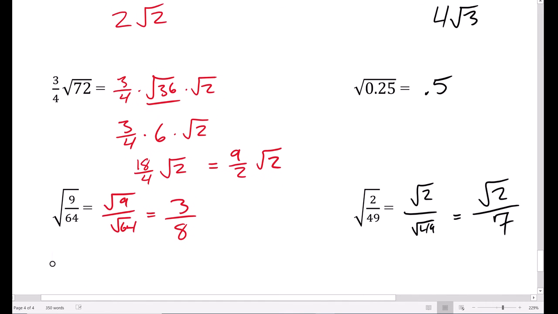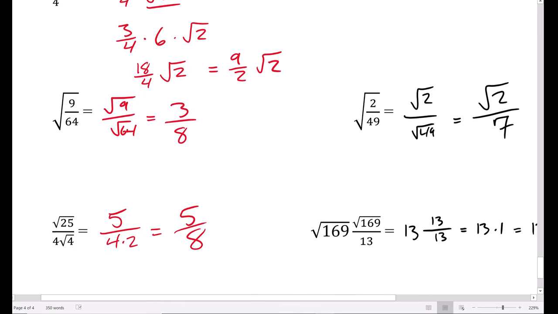With fractions, remember, I can rewrite the square root of a fraction as the fraction made up of the square roots. So I chose to rewrite this one as the square root of 9 over the square root of 64. Both of those are perfect squares, so I can simplify them down to 3 and 8. So my answer is 3/8. On the right, I rewrote that as the square root of 2 over the square root of 49. I can't do anything with that square root of 2. It's staying as the square root of 2. But the square root of 49 I can reduce down to 7. So my final answer is the square root of 2 over 7.